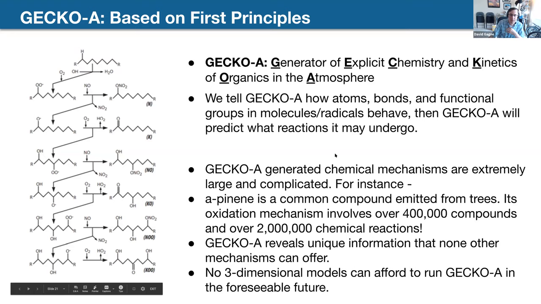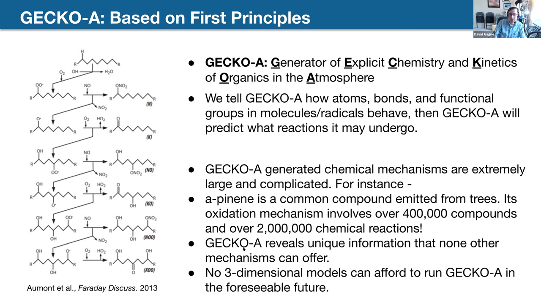GECKO-A generates chemical mechanisms that are extremely large and complicated. For instance, alpha-pinene is a common compound emitted from trees. Its oxidation mechanism involves over 400,000 compounds and over 2 million chemical reactions. And they found that GECKO-A reveals unique information that no other mechanisms can offer.